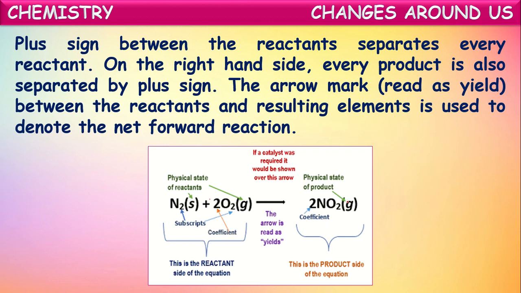The arrow mark in the middle, between the reactants and the products, is used to denote the net forward reaction. So this arrow mark is shown in this direction. This represents the reaction movement from the left hand side to the right hand side. That means these chemicals are participating to form these chemicals. That is represented by this arrow mark. Okay, the forward reaction is represented with an arrow mark.